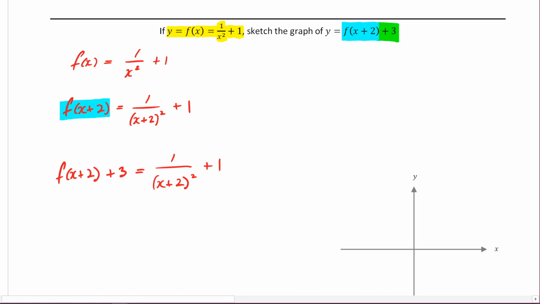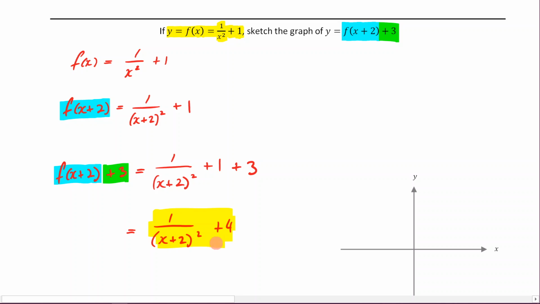So hopefully you can see what we're doing here. We've already figured out this is that, so we've written that again. And now we're simply going to add 3 to it. So that means we're going to come here and add 3 to it. And now we're going to rewrite it. So it's going to be 1 over x plus 2 squared, 1 plus 3 is 4. And that right there is what we're going to be sketching. So let's highlight it. That is what we're going to be sketching.